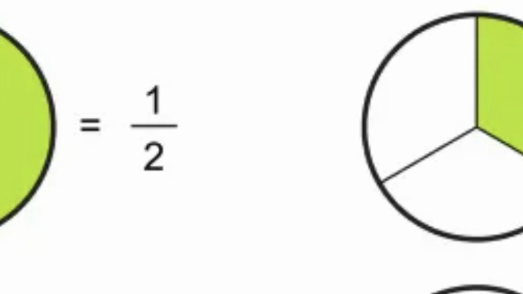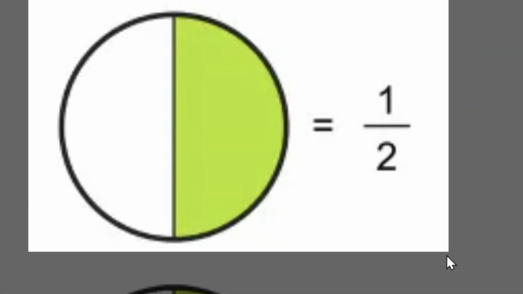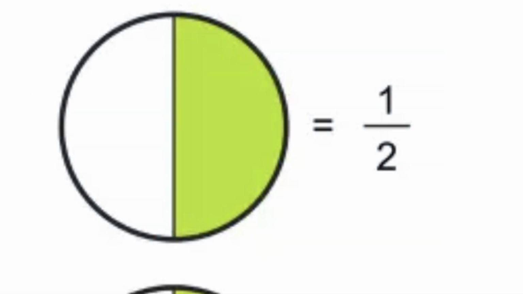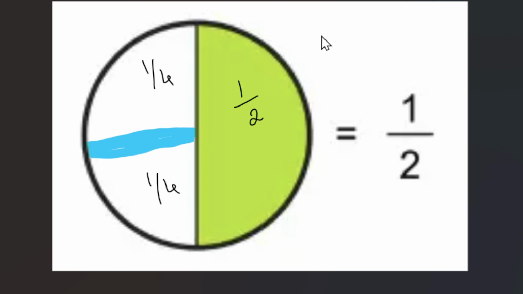If you put a line here, one minute student. I hope this is visible. Yes. So if you put one line in between here, this is 1 by 4 and this is 1 by 4 and this is 1 by 2. So you need one part of 1 by 2 and 2 parts of 1 by 4 to make a whole here.